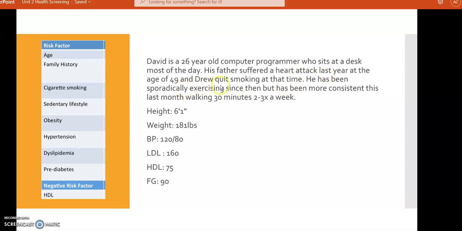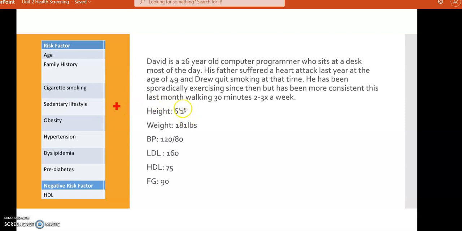He's been sporadically exercising. So he is exercising. In this month, he's been exercising 30 minutes 2 to 3 times a week. Our cutoff for sedentary is that they have to be doing 3 months' worth, 3 times a week. So it looks like a lot of weeks he's under that, and he hasn't been exercising for at least 3 months. So we would count him as sedentary.